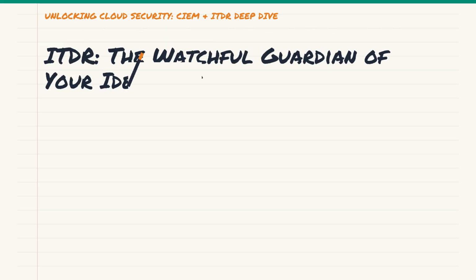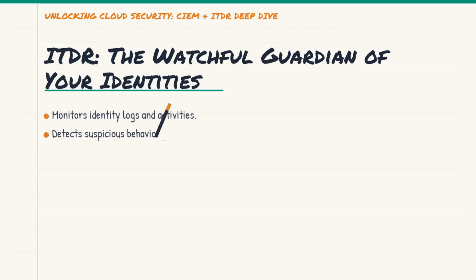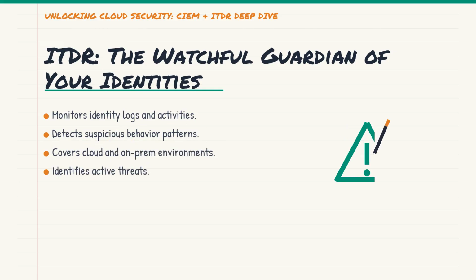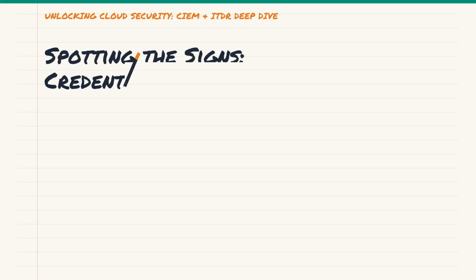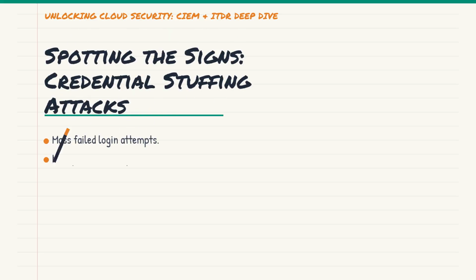ITDR solutions are designed to monitor identity-related logs and activities across your critical systems, your identity providers, like Azure AD, Okta, your cloud platforms, AWS, GCP, Azure, and even your on-prem AD if you still have it. They look for suspicious patterns that indicate an attacker is actively trying to compromise or exploit identities. Think of it as an always-on security guard who knows exactly what normal looks like and raises the alarm when something's off.